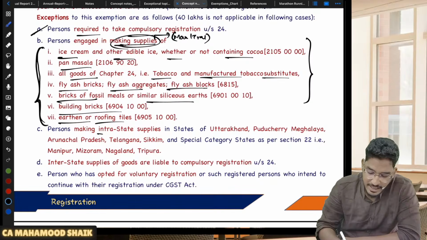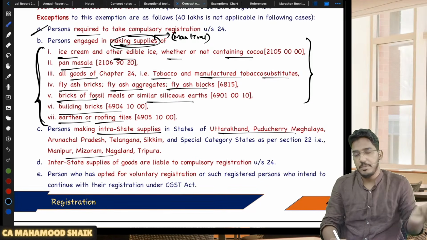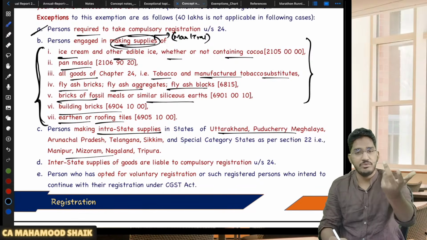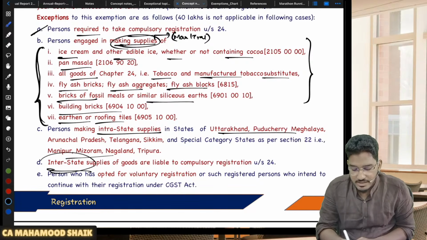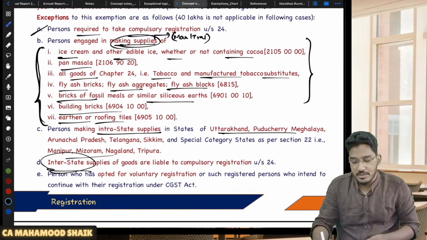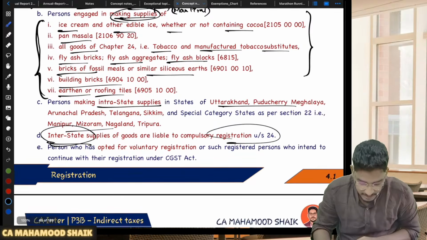Then if you are a person making intra-state supplies in the states of UP MATs or MMNT, this anyhow I have covered. If you are making taxable supply from MMNT or UP MATs, then anyhow you can't enjoy the enhanced threshold limit of 40. And if you are making interstate supply, this point doesn't require any mention. Why? Because if you are making interstate supply, anyhow you will get covered under compulsory registration. No need to check the threshold limit. You will become liable for compulsory registration.